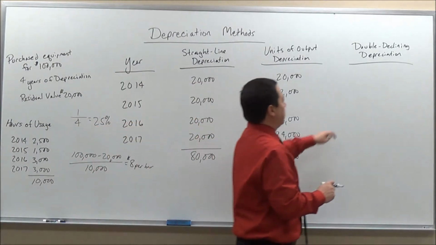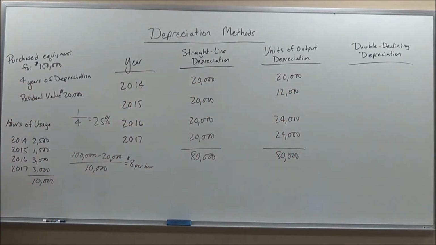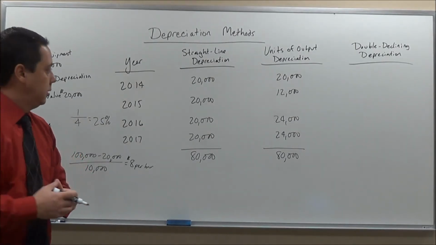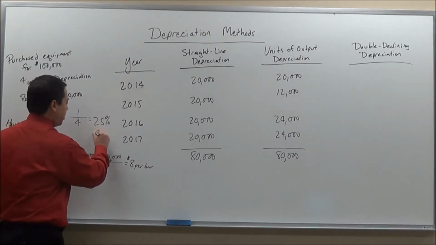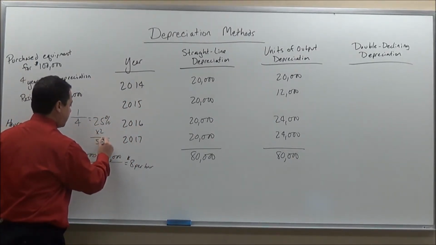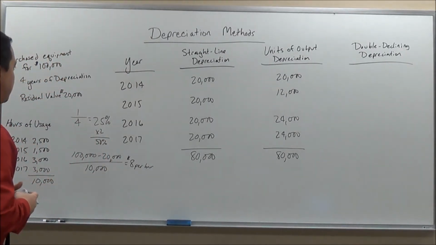Alright, so now taking a look at this one here, double declining depreciation, as it states, we are going to double. So what we're going to do is take our straight line and then we multiply it by 2. So that gives me 50% per year. So 50% depreciation per year.